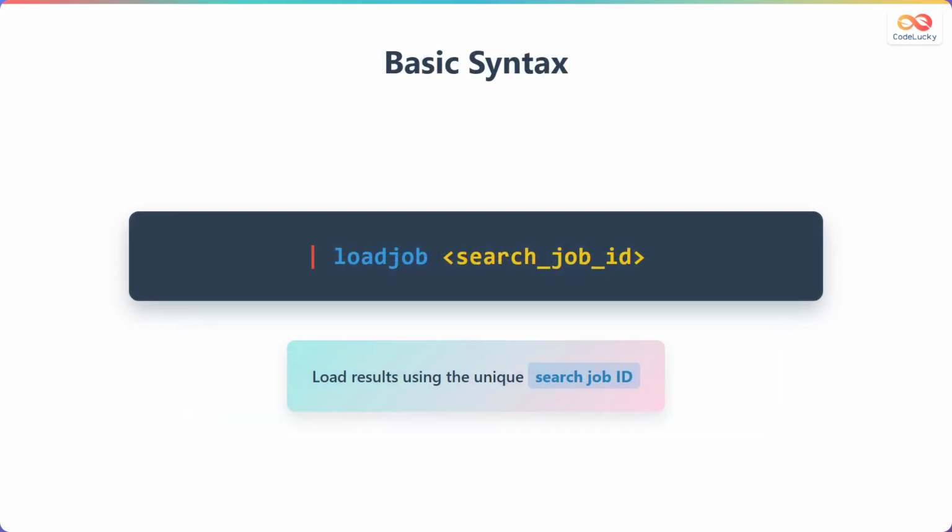The basic syntax for the loadjob command is simple. You start with a pipe symbol, followed by the word loadjob, and then specify the search job ID in angle brackets. The search job ID is a unique identifier that Splunk assigns to every search job when it is executed.